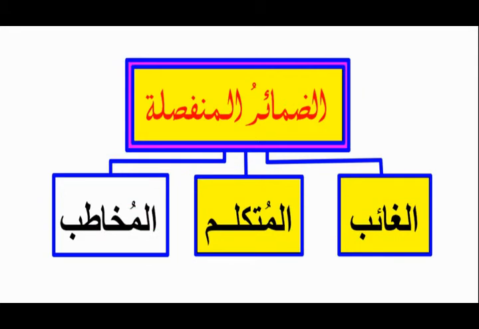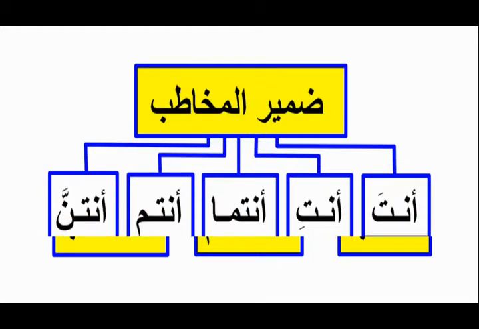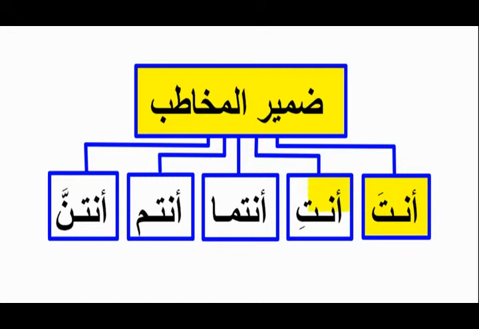Now, we've got another division here, and that is the division of al-mukhatibu. Now, this is referring to a person you are speaking to. Would they be anta? Would they be anti? Would it be antuma? Or would it be antum? Or would it be antunna? Now, anta, anti, antuma, antum, or antunna. Now, if it is anta, you are speaking to a male and it is singular. Okay, you are speaking to a male and it is singular.